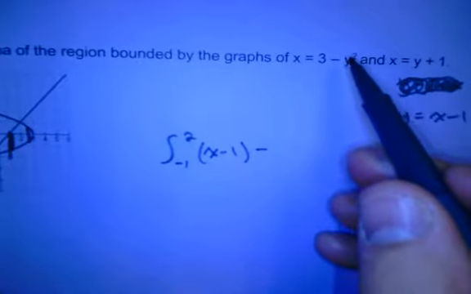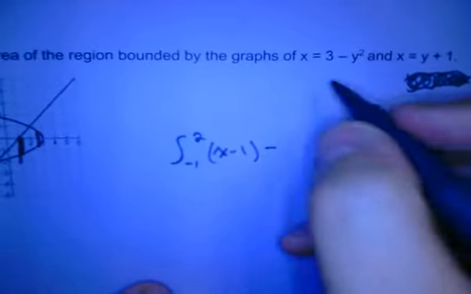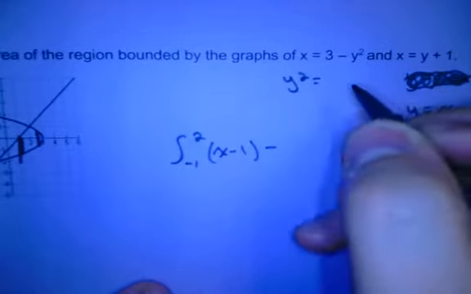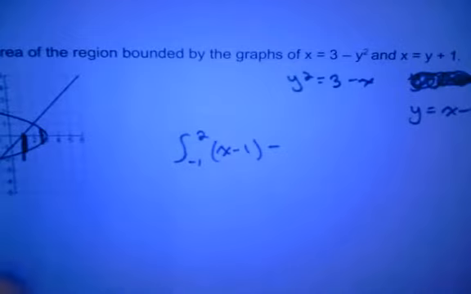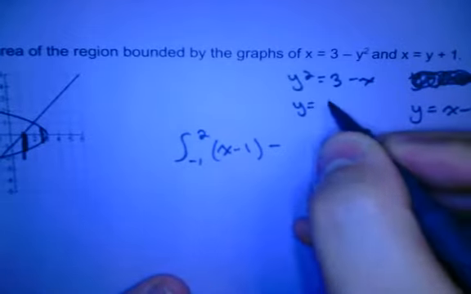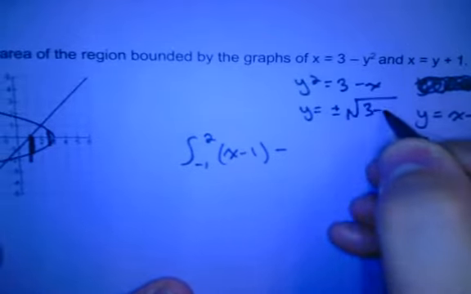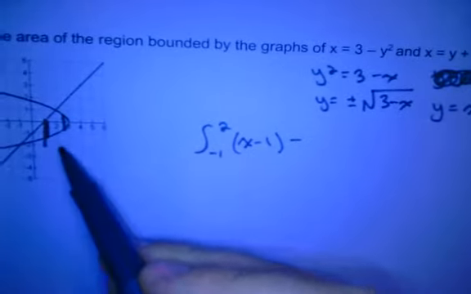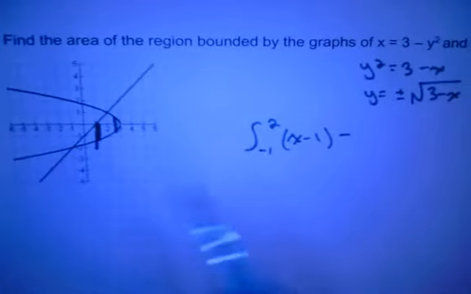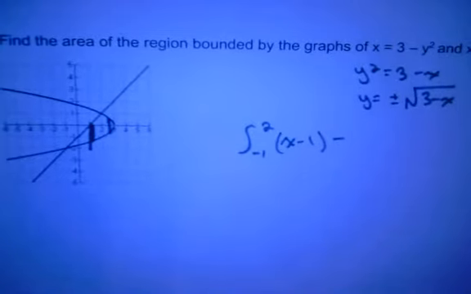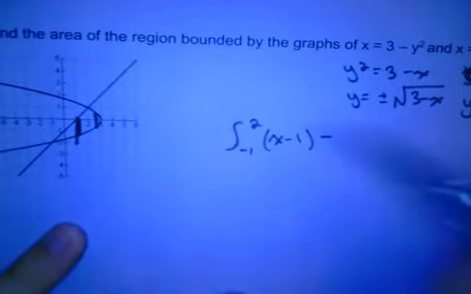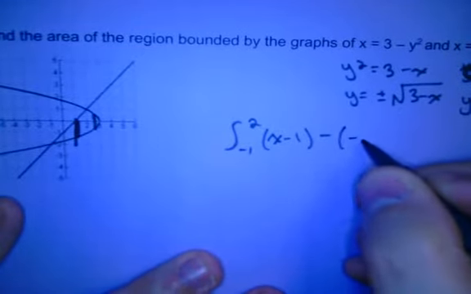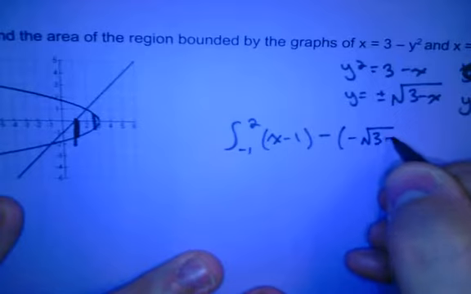I need to do what to this one? It's y squared equals 3 minus x. So y is equal to, there's a plus and a minus, 3 minus x. So this bottom one, is that the plus or the minus? It's the minus, because it's going to be negative.